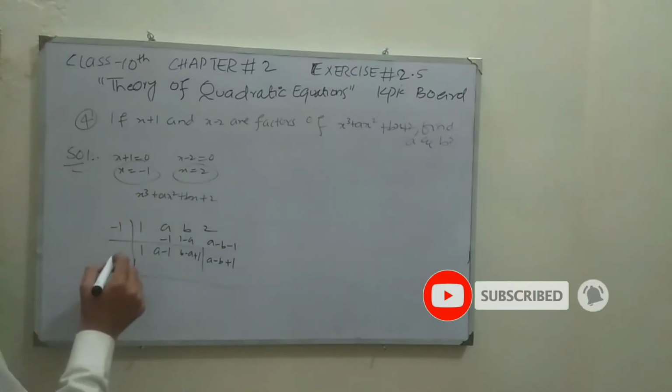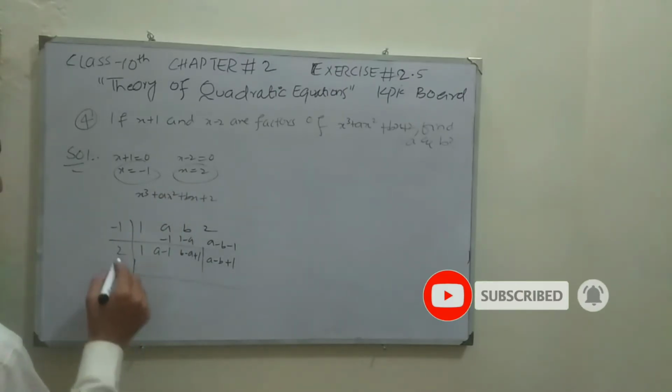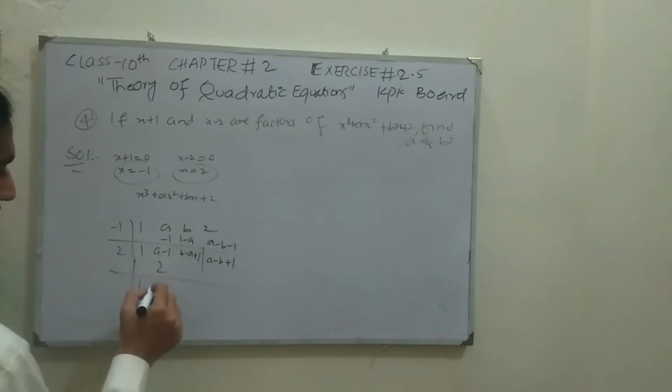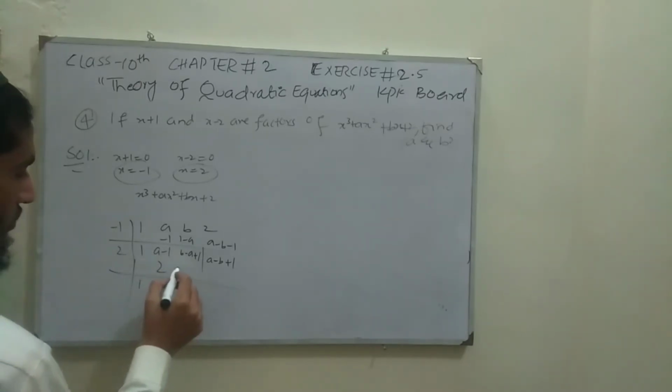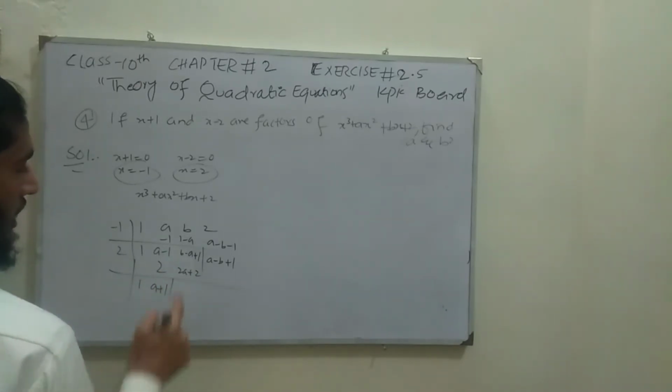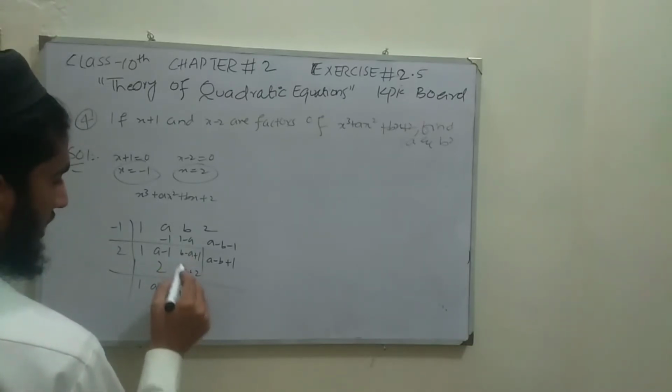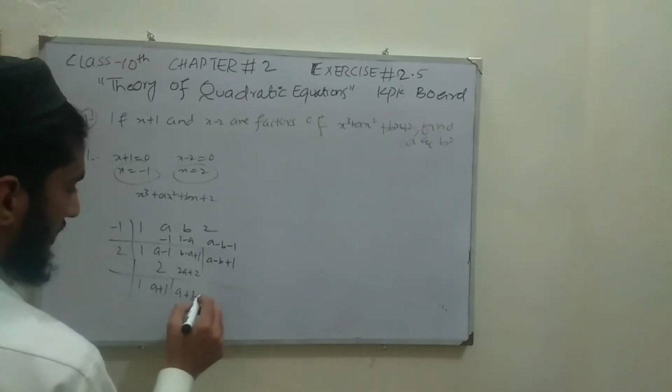Take the second root 2. 1 will come down the same. 2 multiply 1 gives us 2. A plus 2, 2a plus 2. 2a minus a gives us a, and b will come down the same, and 2 plus 1 gives us 3.